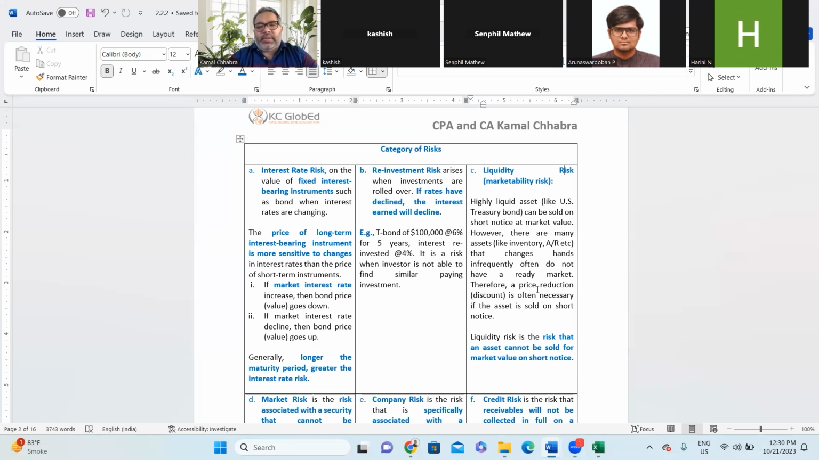So liquidity risk is the risk that an asset cannot be sold for the market value on short notice. Inventory you cannot sell immediately at a sales price. Account receivable you may not be able to collect immediately in full. If you have to collect, you'll be giving a discount, or you might be factoring it to the bank, so there would be some factoring charges or some expense on account of the discount you are providing. Make sense?